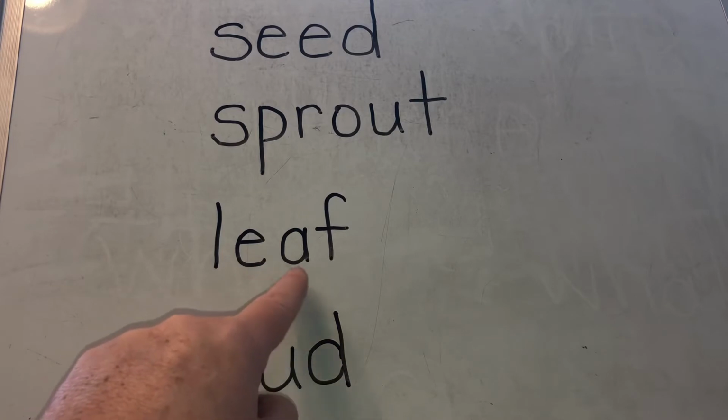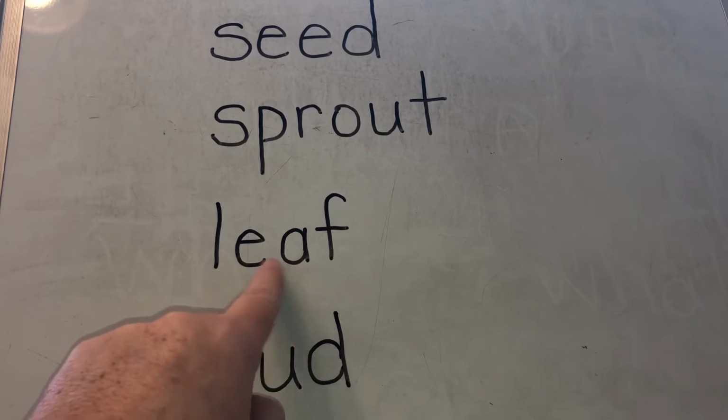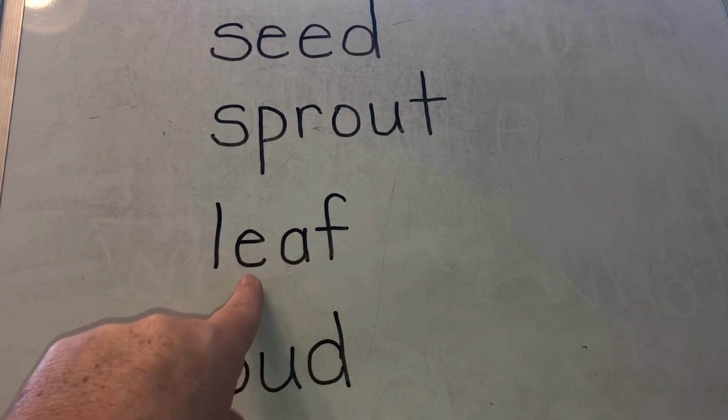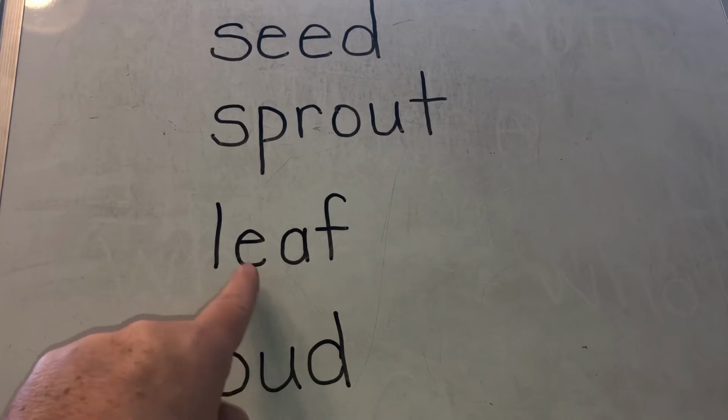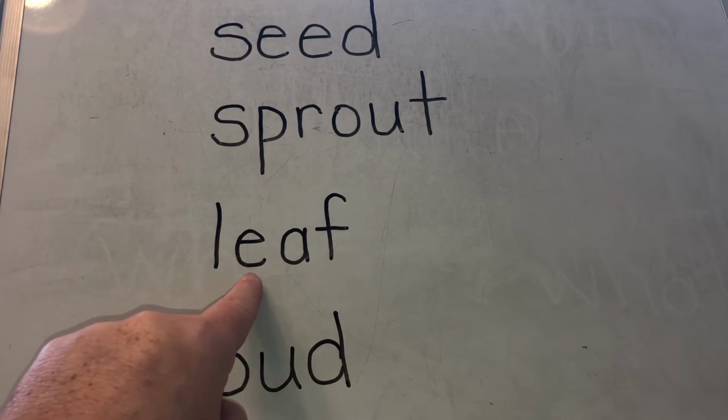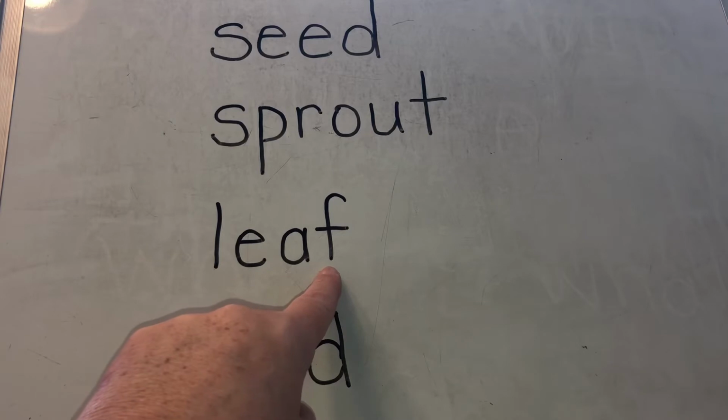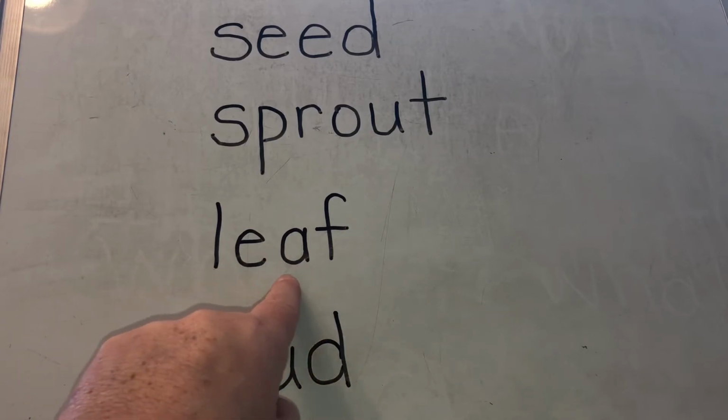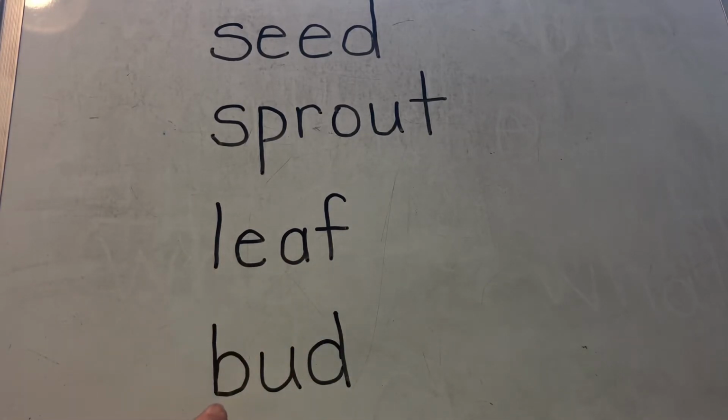Two vowels together. 2 vowels go walking. The first one does the talking. The first one says its name. E. Leaf. Bud.